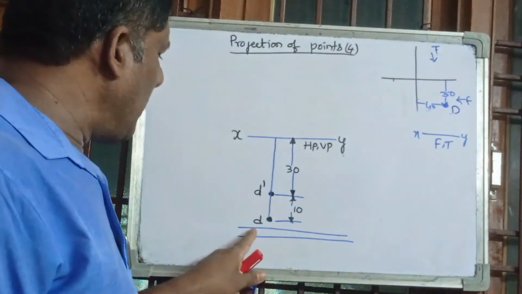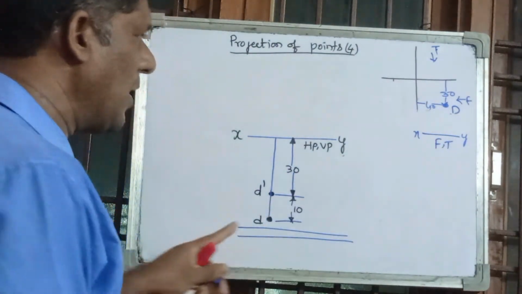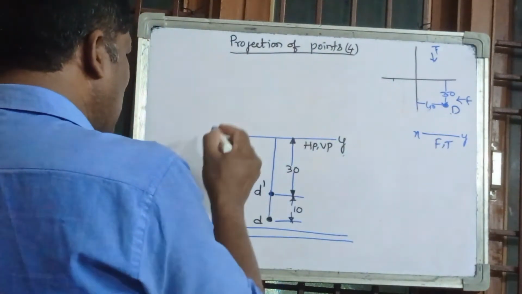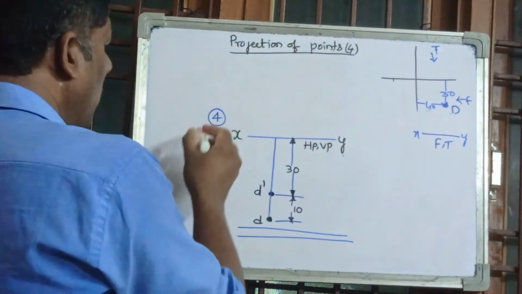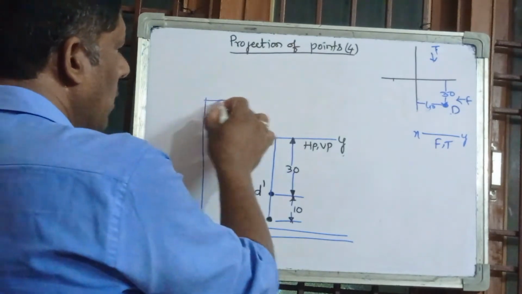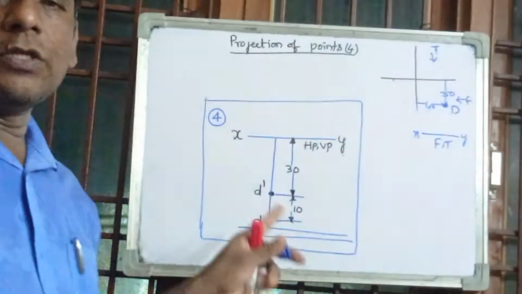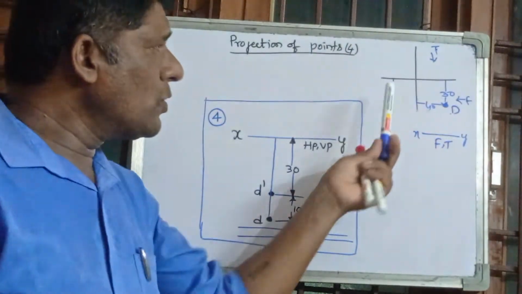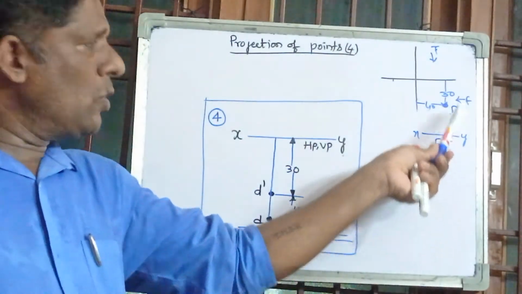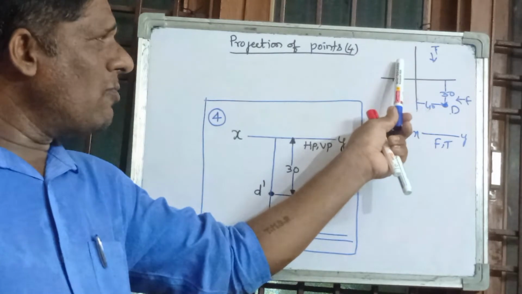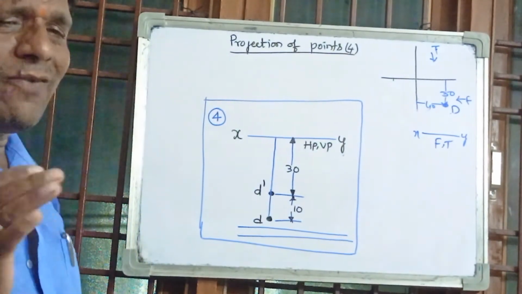So the point D is below HP 30 mm and in front of VP 40 mm. You write here. And after completion of this, suppose the question number is 4, write here question number 4, and go for the border line. Okay. So this is the solution for this question. So with this, first quadrant, second quadrant, third quadrant, fourth quadrant, all we discussed.